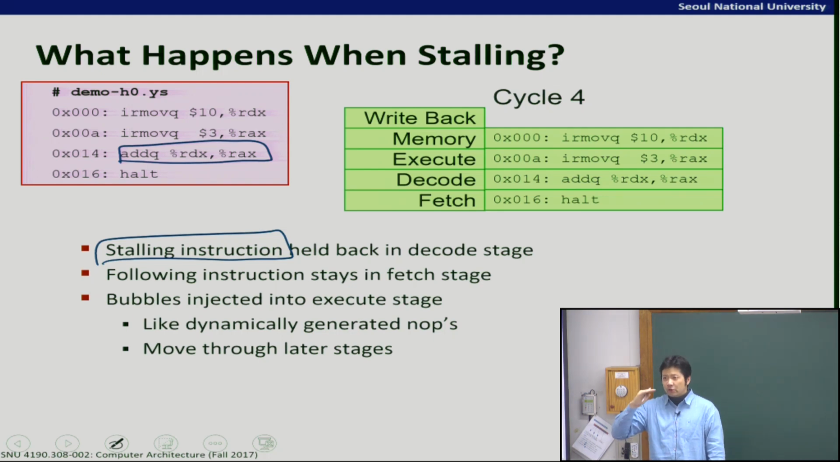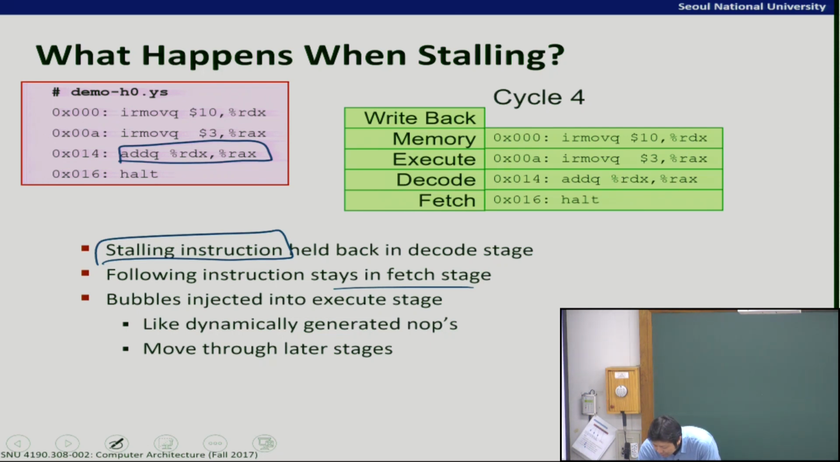So it stays there. It basically retries until the stall condition is resolved. And the following instruction stays in the fetch stage, because if an earlier instruction cannot make progress, then the later instruction has to stay there too. It's actually blocked by the earlier instruction.